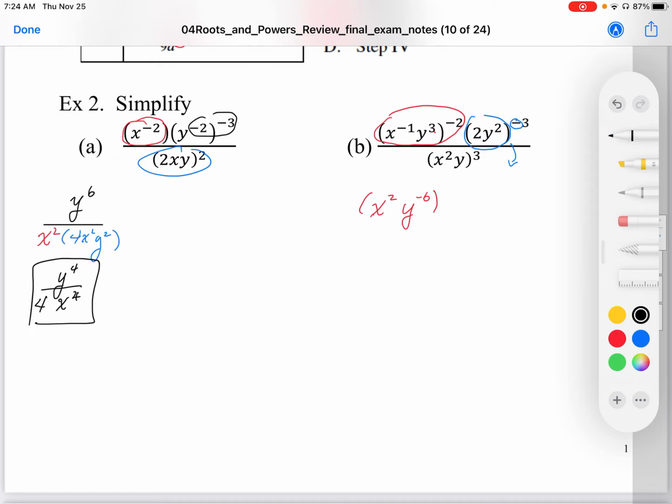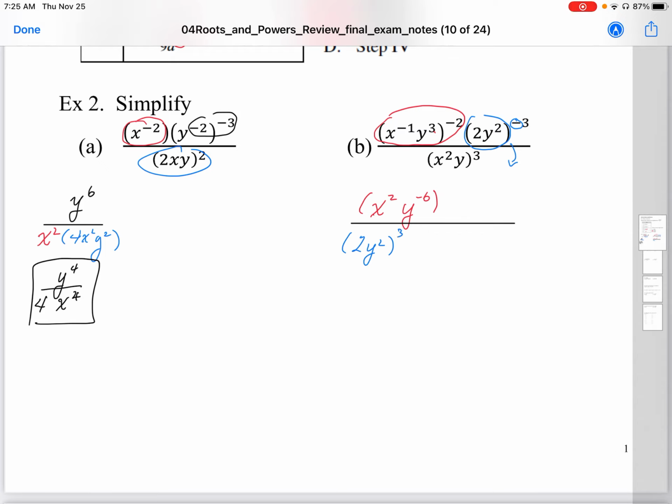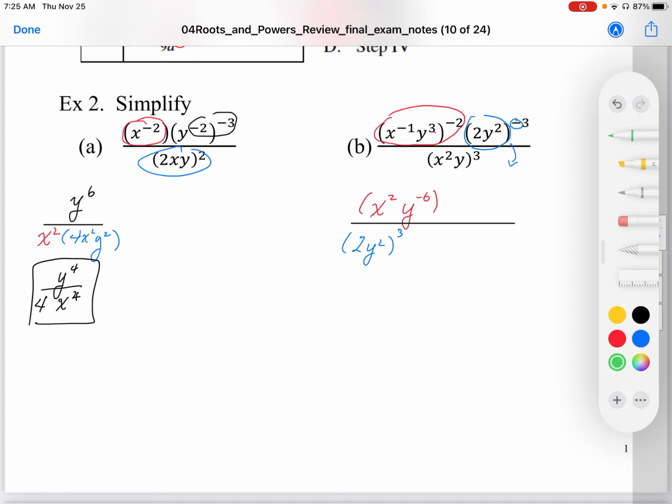For the next part here, I'm going to put that expression as 2y squared, and I'm going to apply that negative and make that a positive 3. So I've put that into the denominator. And for this next part here, I'll do this in maybe green. I'm just going to apply that power into both terms. So I have x to the power 6, power to power we multiply, y to the power 3.